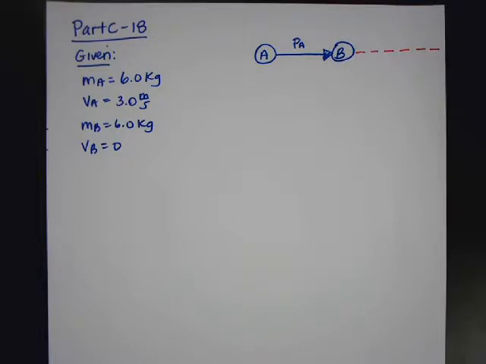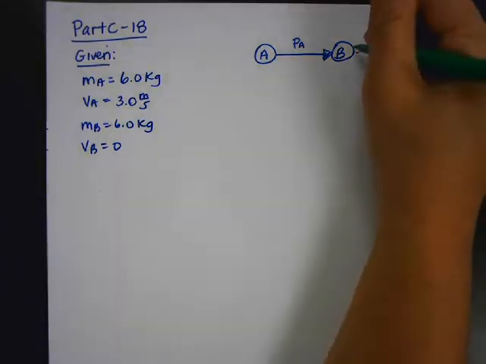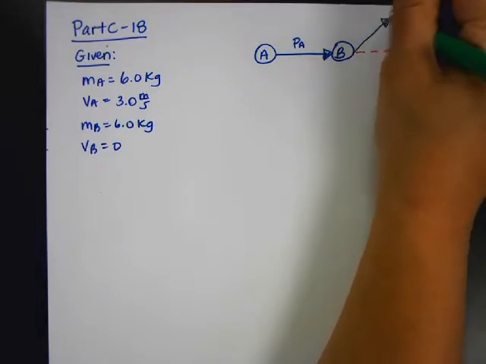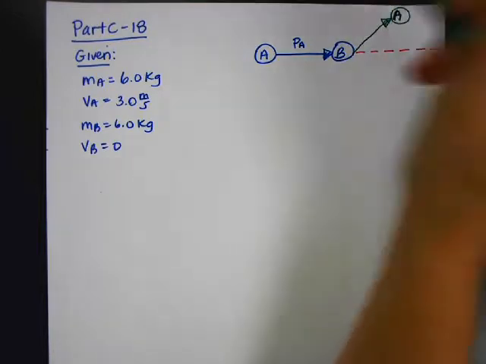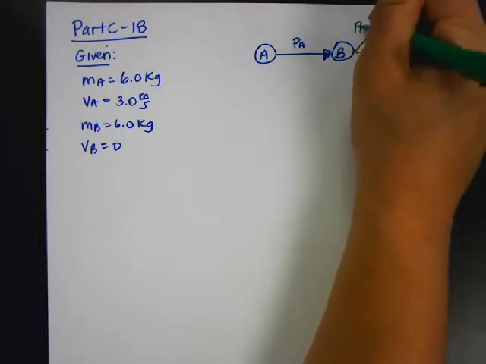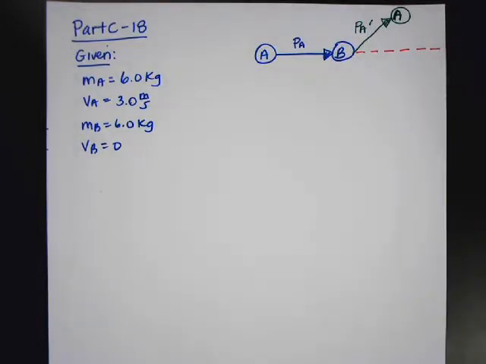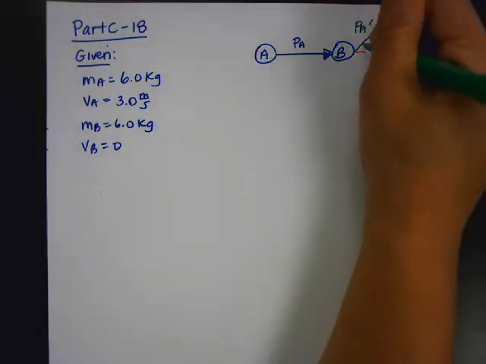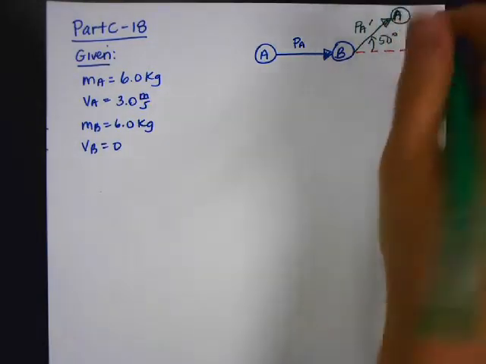And if I read the next sentence, it says after the collision, A moves off in a direction 50 degrees to the left of its original direction. So this is ball A's original direction. I'm going to use a different color because this is after my collision, and this is ball A after the collision, and this vector represents PA prime. This is the momentum of ball A after the collision, and again, I'm going to draw this 50 degrees from its original direction.